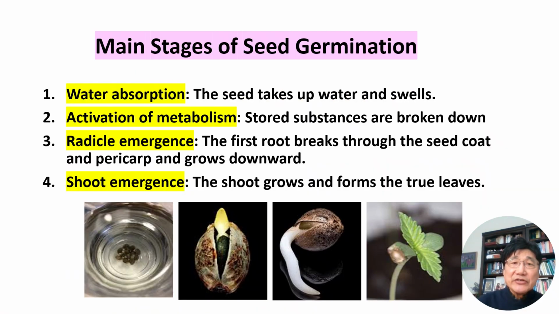At the beginning stage of germination, seeds take up water and swell, and the seed coats and the pericarps soften. At the second stage, stored substances are broken down by enzymes. Then the radicle, the first root, breaks through the seed coat and the pericarp and grows downward. After that, the shoot grows and forms the true leaves.